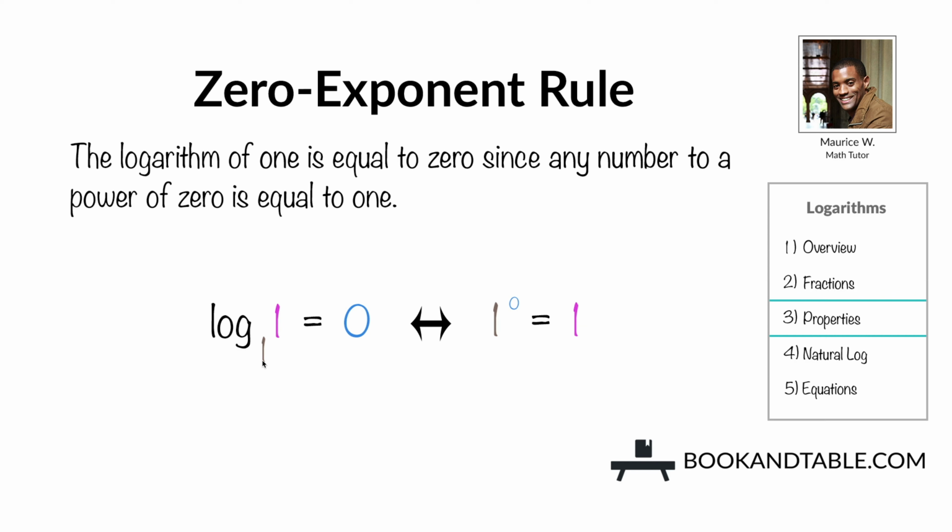So if the base were positive 1, for example, you would get 1 to a power of 0, which is equal to 1. If the base were 2, it would be 2 raised to a power of 0, which is equal to 1. So it doesn't matter what the base is. If you evaluate the logarithm of 1, it will be equal to 0. So this is one property of logarithms.